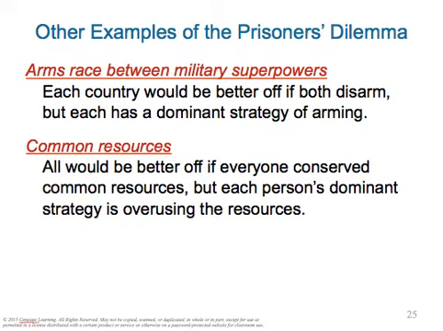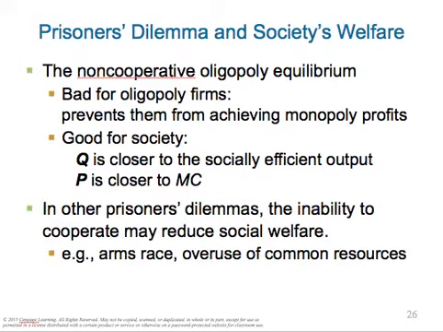So another example of prisoner's dilemma is an arms race between military superpowers. Think USA and the Soviet Union back in the day. Each country would be better off to disarm, be less harmful, but each has a dominant strategy of arming. That's why they keep doing it. They're building up their militaries. Common resources: all would be better off if everyone conserved common resources, say like the ocean or pasture land that's being shared by farmers. But each person's dominant strategy is to overuse those resources, okay? Because they won't ultimately pay for them, because they're common resources. So you can overfish and make more money.